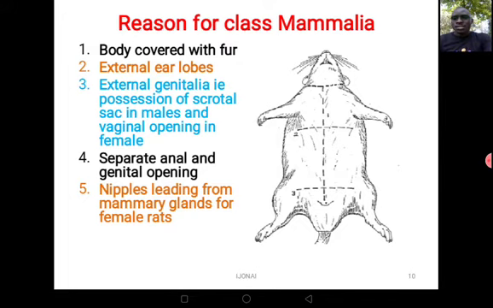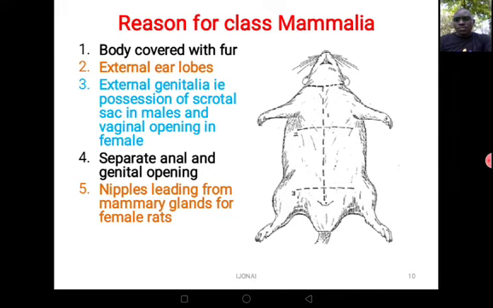And then the other one is external ear lobes. So all the mammals have external ear lobes, including the rats. Even ourselves, we have this external ear lobe called the pinna. This pinna is used for collecting sound waves. Also, mammals have external genitalia. Yes, and possession of the scrotal sac in males and the vaginal opening in females is predominant for the mammals. So you can easily see the scrotal sac or the vaginal opening, the vulva for the females.